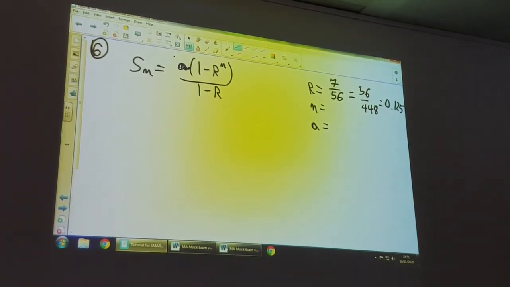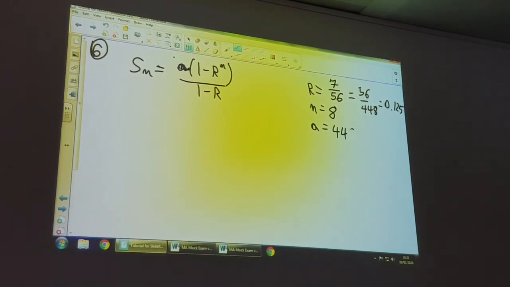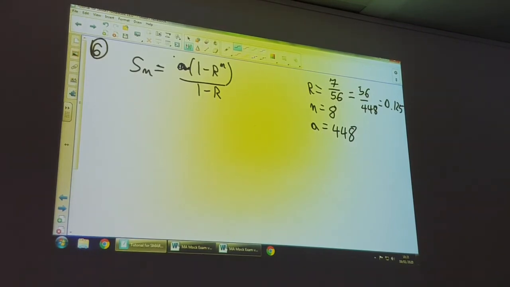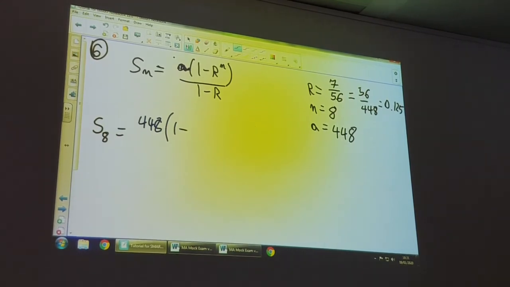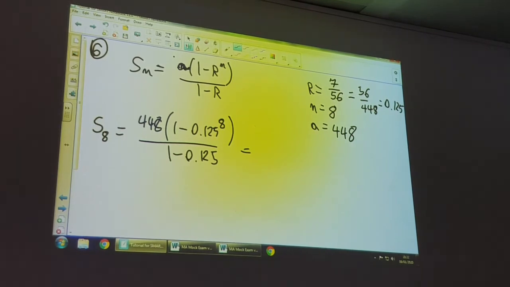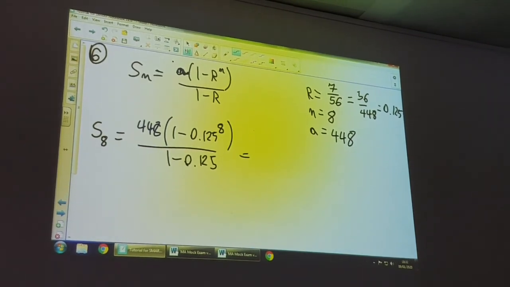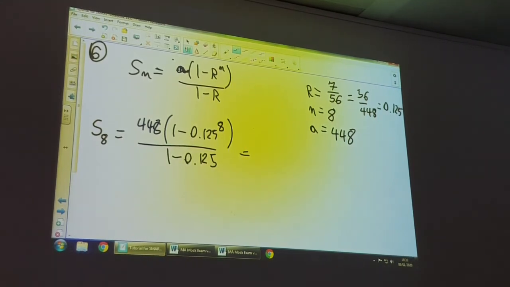n is the number of numbers. How many numbers am I adding? 8. I'm looking for S8, so 8 numbers are being added. a is 448, because that's where my progression starts. a is always the beginning item. So I have everything. S8 is equal to 448 times 1 minus 0.125 to the power 8 over 1 minus 0.125. And the rest is just pressing some numbers in a calculator. You can type all of that at once into the calculator and press equal. Make sure you have scientific calculators with you on Saturday. And this question gives us how many marks? Two.